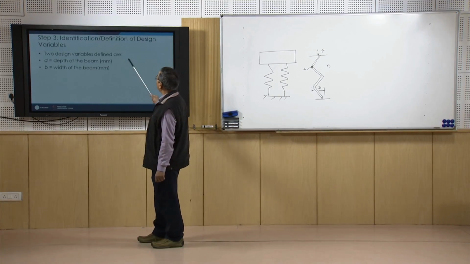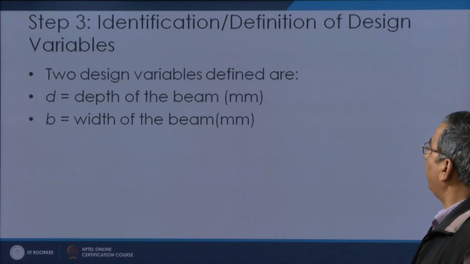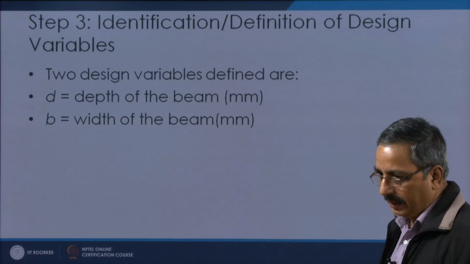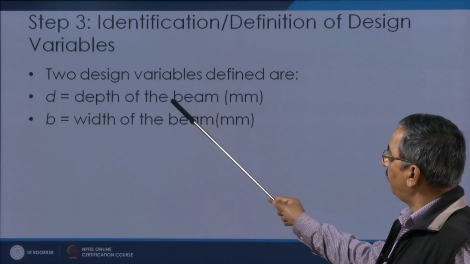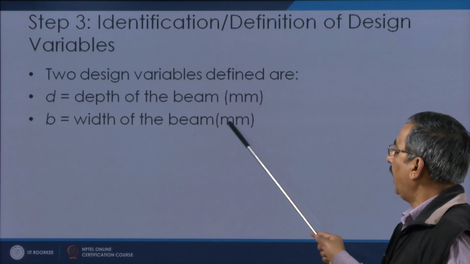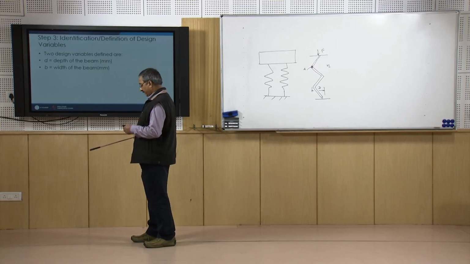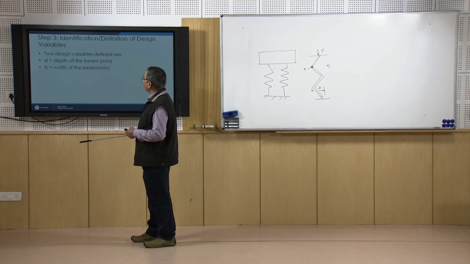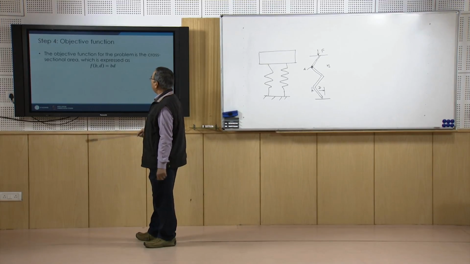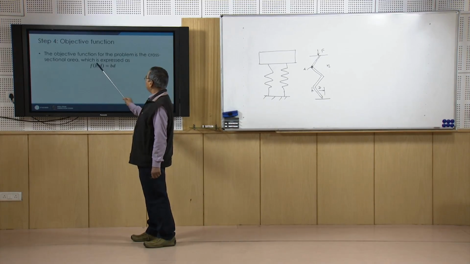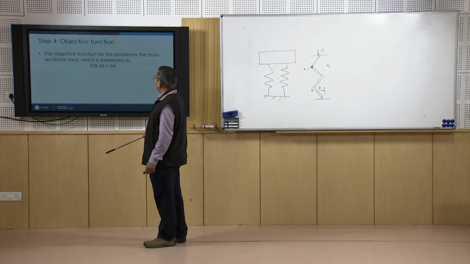Then is the identification and definition of the design variables. So, the two design variables are defined as I said, and these design variables are the depth of the beam and the width of the beam. Okay. Both are given in a consistent unit, so millimeter here. Then as I said, the objective function for the problem is the cross sectional area which is expressed as B into D, BD.